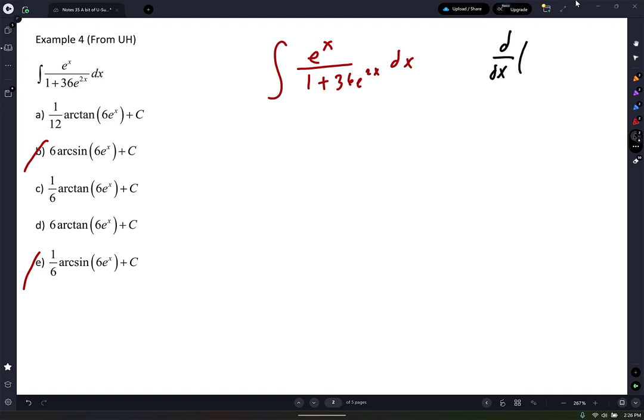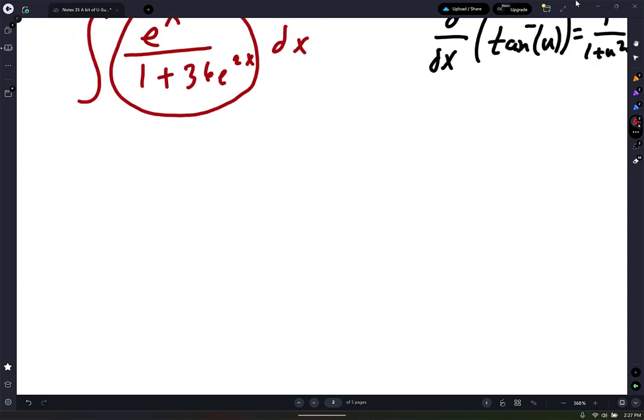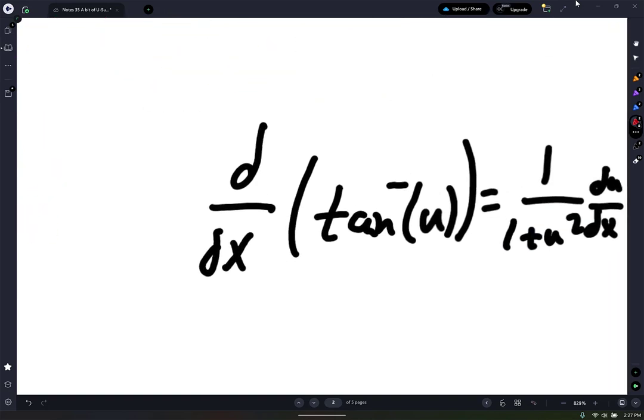d/dx of arctan of x is 1/(1 + x)². You know what? Let me write it in terms of u, so you guys can see arctan of u more easily. It's 1/(1 + u)² times du/dx. Let's rewrite it. I'm just looking at this right here. It says 1/(1 + u)² with a du/dx on the side.